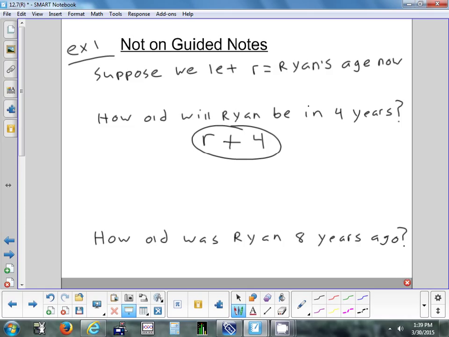Now, reading this one. How old was Ryan 8 years ago? Is that future or past? Past. What operation do you think of when you think past? That's subtraction. What's Ryan's age right now? R. How would we represent his age 8 years ago? R minus 8. That's Ryan's age 8 years ago. Any question on that?